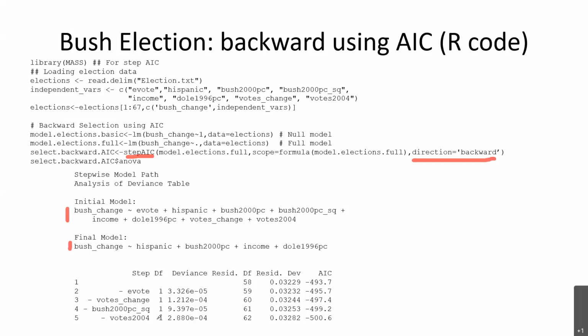Yeah, we're removing one variable at a time. And let's see, we're starting with the full model and then minus, meaning removing e-vote and removing votes changed and so forth. And then we ended at this value, and doing anything else no longer improved the AIC. Okay, so that's relatively straightforward.